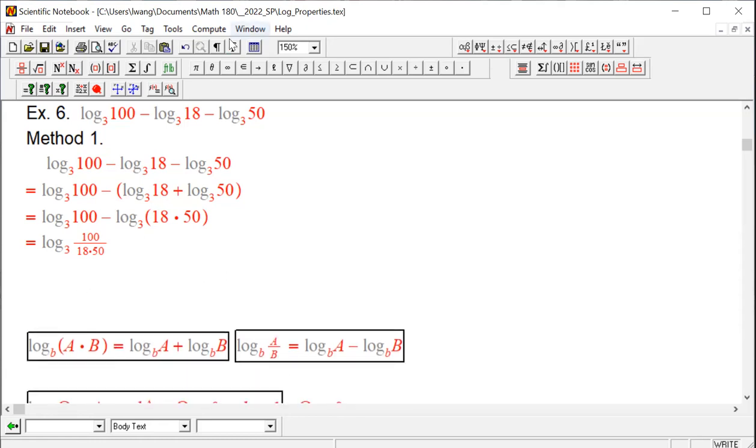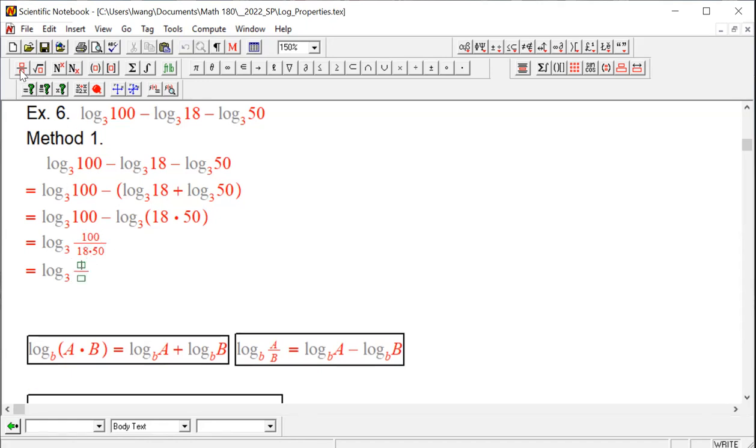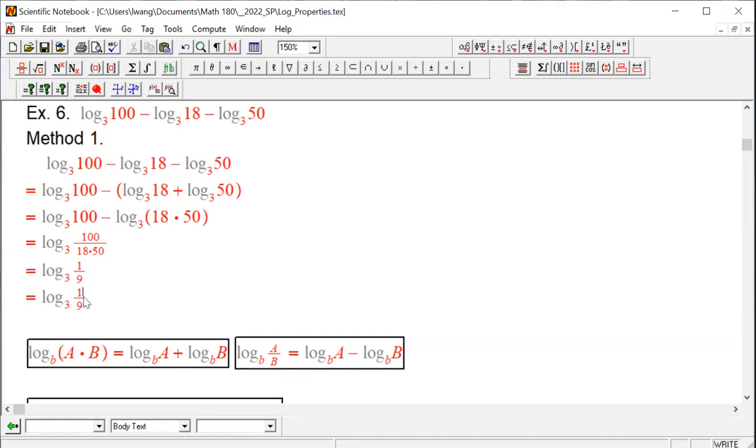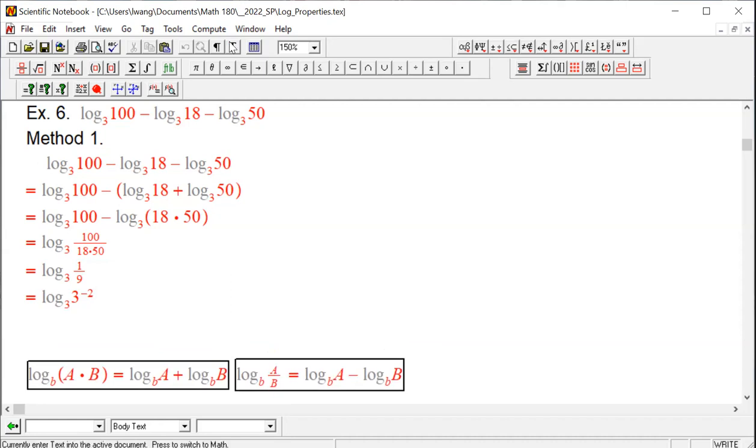Okay, now is the time. I'm going to reduce the inside before the logarithm takes effect. So I just reduce it, right? 50 divided into 100 is 2. 2 over 18 is 1 over 9. 1 over 9, so we're very close. And 1 over 9 is 3 to the power of -2. So in the end, the answer is -2. Finished.